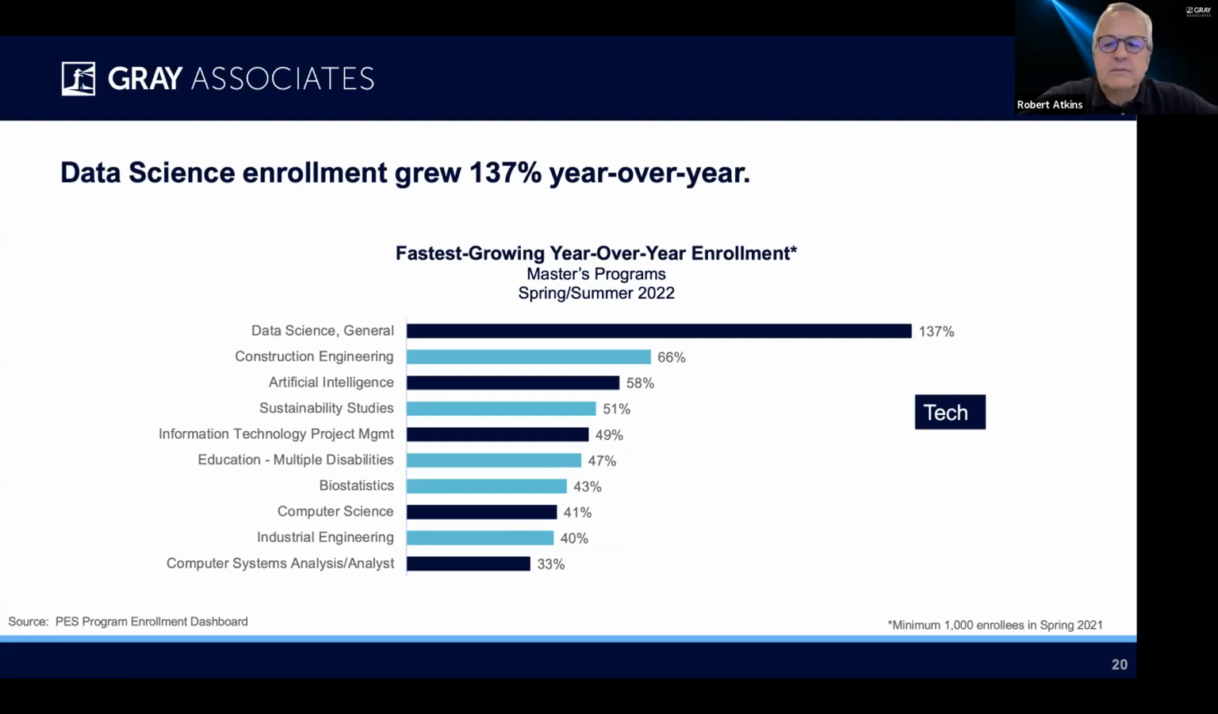What's fastest growing? Okay, this is getting tiresome. Here's data science again. This is as hot as it can get. The only thing I've seen around that I don't see here at this moment is actually data security. Cybersecurity has been on a tear from a good size in the first place. Here we see other tech: artificial intelligence, information technology, project management, computer science, and computer systems analysts. And then kind of a random group of other things: sustainability studies, multiple disabilities education, biostatistics, and industrial engineering.